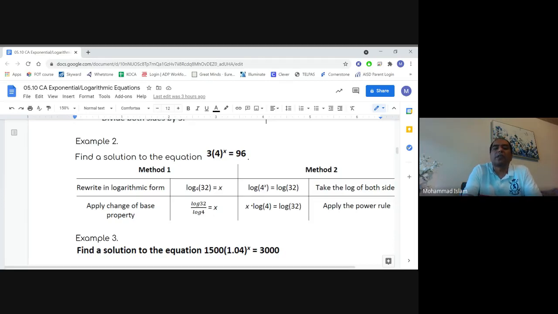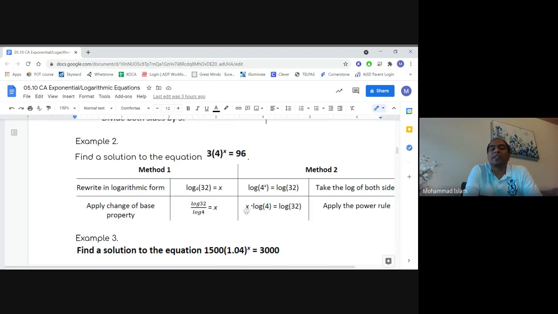On the other hand, on method 2, again, you had 3 taken care of. You divide by 3 on both sides. And when you take the log, then you have log of 4 exponent x is equal to log 32. X will come out: x log of 4 is equal to log of 32. In this case, if you notice, we didn't take log base 4. We took the log base 10. So you don't see any subscript next to the log. That means it's log base 10, not log base 4.